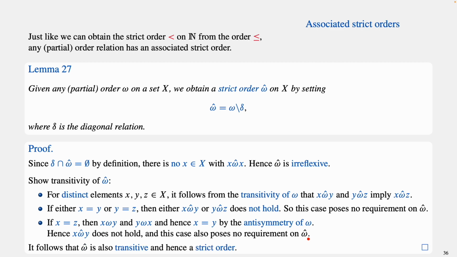So it follows that omega hat is transitive, and in addition to being irreflexive, that makes it a strict order. And again, even though this may be a bit confusing for beginners to define the strict order like this, it says nothing else but that omega hat is the order omega without saying that identical elements are comparable to themselves.